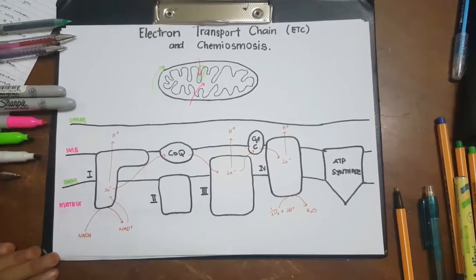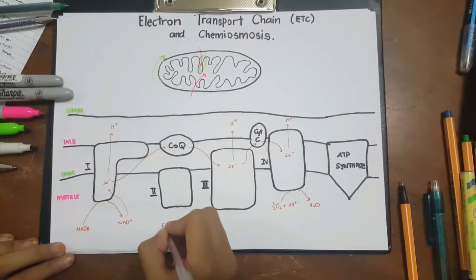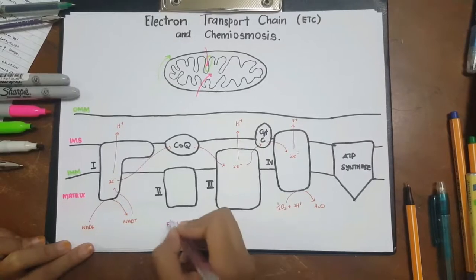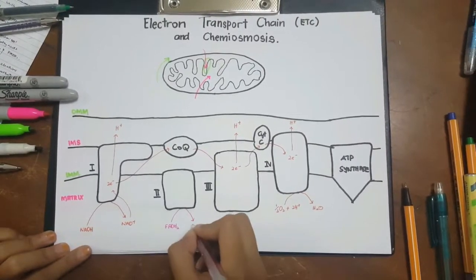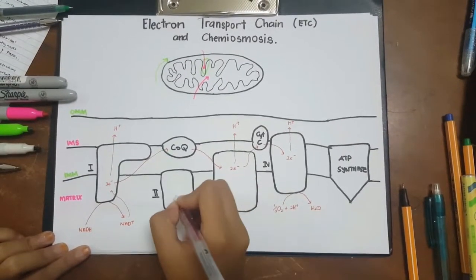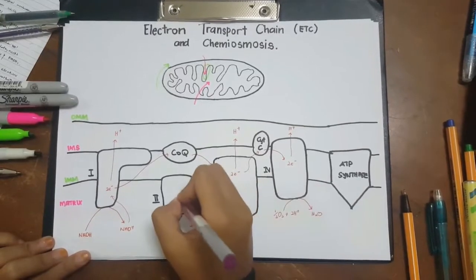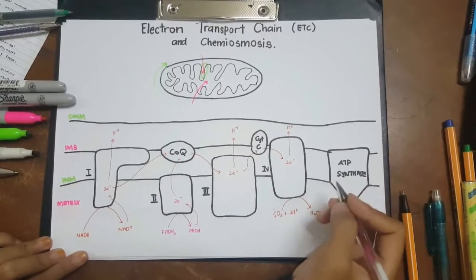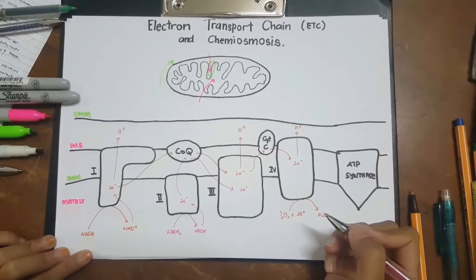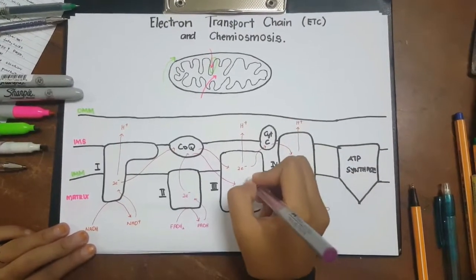The second is FADH2, which is produced from the Krebs cycle. The FADH2 will be oxidized to FAD, releasing 2 electrons. The 2 electrons will be donated to complex 2, then to coenzyme Q, and the 2 electrons from coenzyme Q will be donated to complex 3. So here the process is most likely the same as the NADH process. Complex 3 will be oxidized, releasing protons into the intermembrane space.